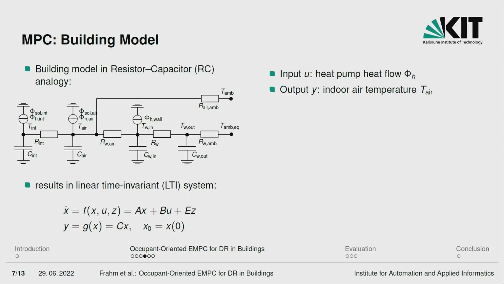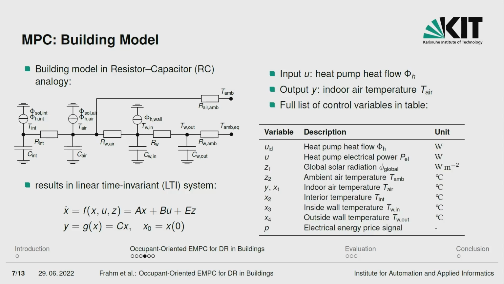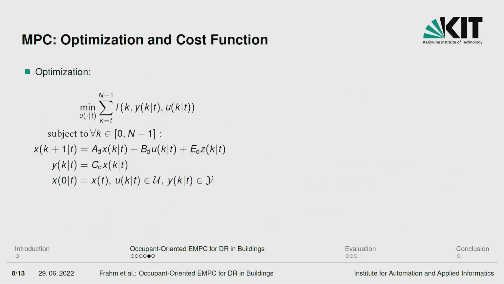As this is a linear system, we can represent it in state space notation, where x are the states, u input, z disturbances. The full list of control variables is shown here in the table, where we also have the states of interior, inside and outside wall temperature. The disturbances are the global solar radiation and the ambient air temperature. We also see here an electrical price signal that will be later used for the model predictive control.